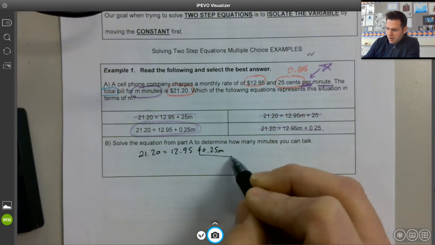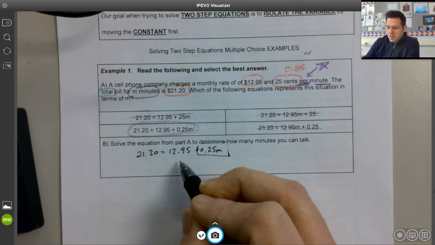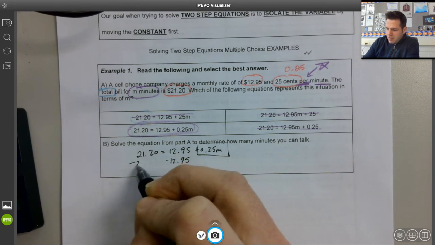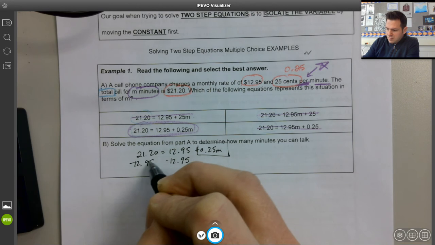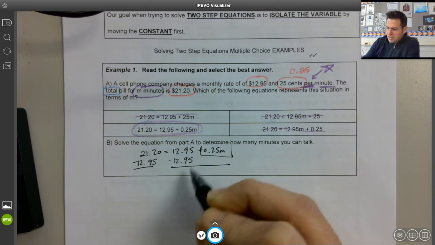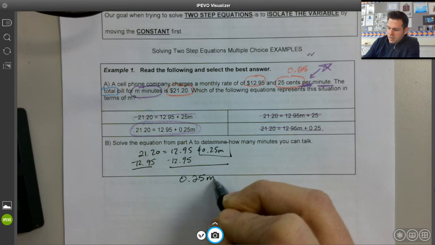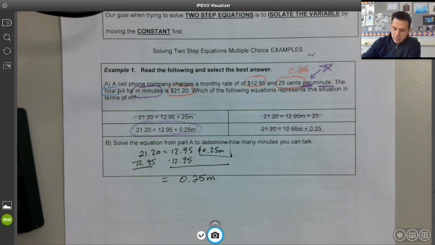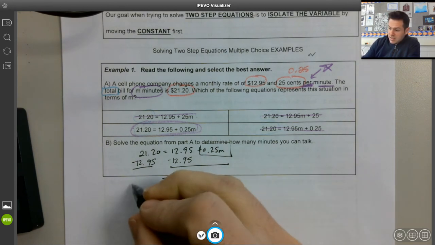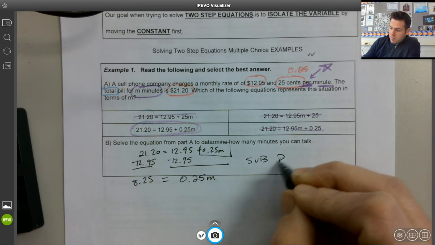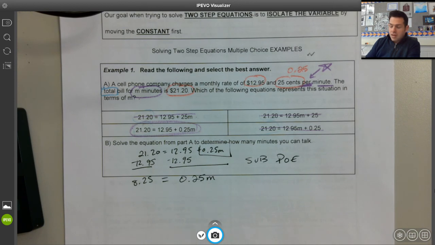Let's isolate that variable, which means that since 12.95 is positive, we're going to use the subtraction property of equality. 12.95 minus 12.95 would give me 0.25m by itself. 21.20 is something I have to type into a calculator, minus 12.95. Looks like that's 8.25. We used the subtraction property of equality there.